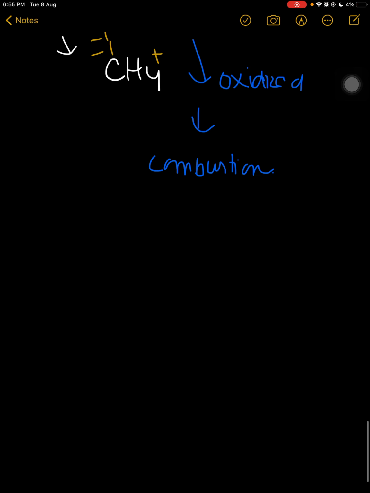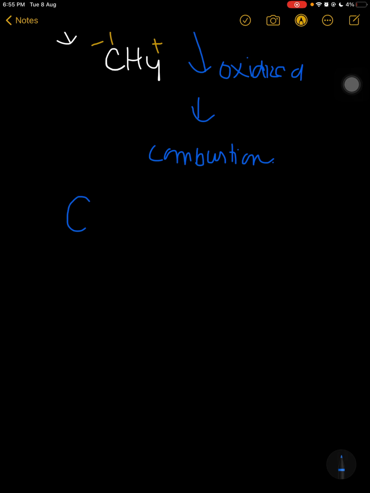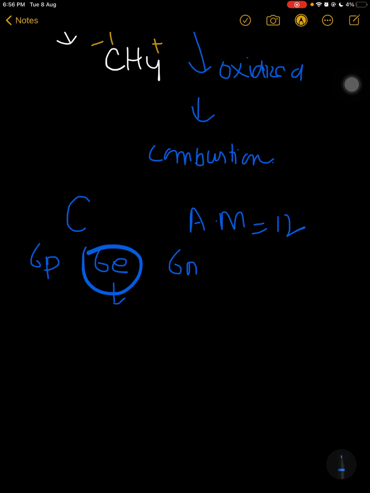Now if we talk about carbon, the symbol is obviously C, and it has 6 protons, 6 electrons and 6 neutrons. Its atomic mass is 12 and atomic number is 6, right? If we talk about the configuration, it is 1s2, 2s2, 2p2.